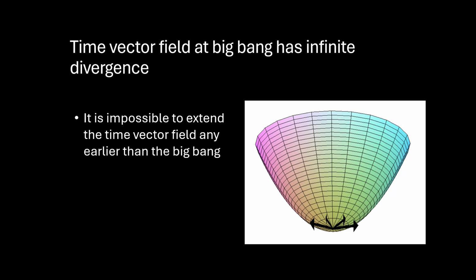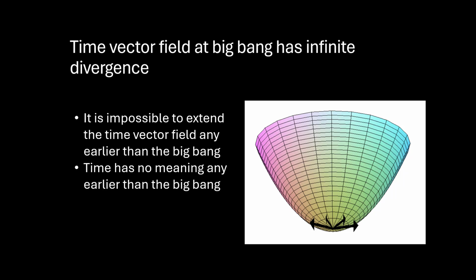And that's exactly what happens to the time vector field on space-time at the origin, at the Big Bang. The divergence of the time vector field goes to infinity as time goes to 0 from the right as you go towards that Big Bang. So time can't be extended any earlier because you can't extend that vector field anymore. Time has no meaning earlier than the Big Bang.